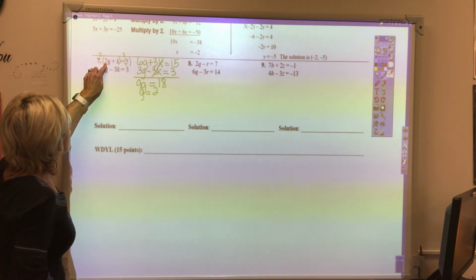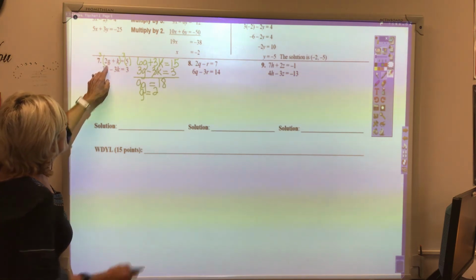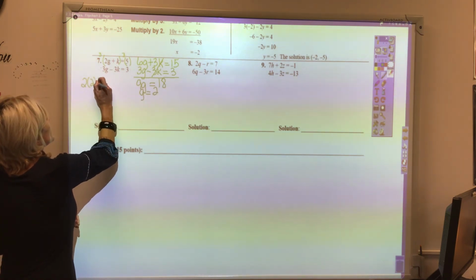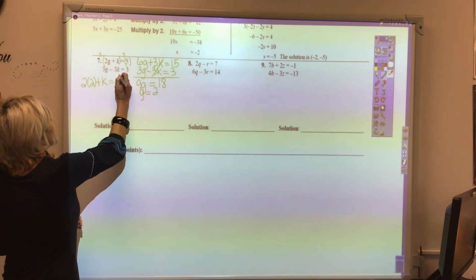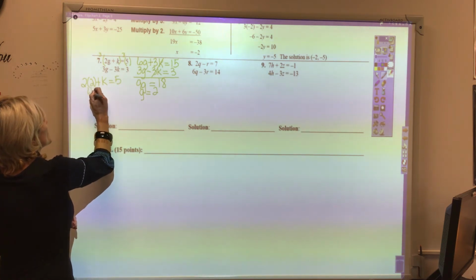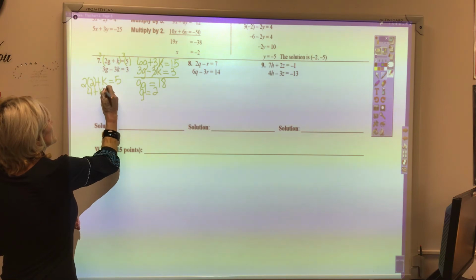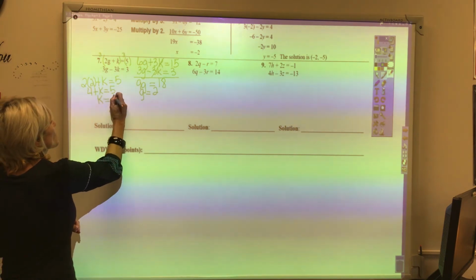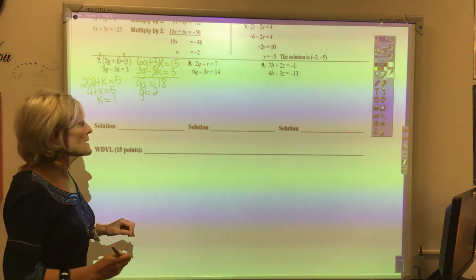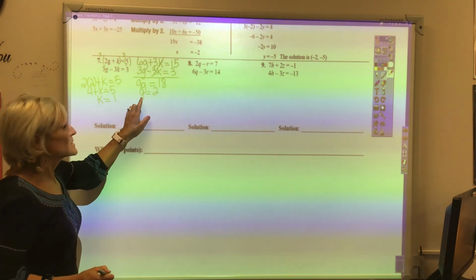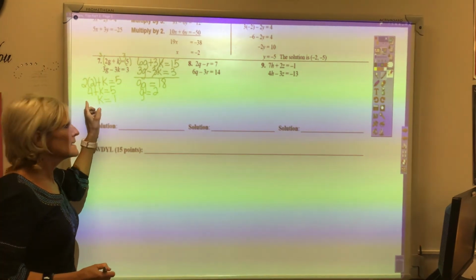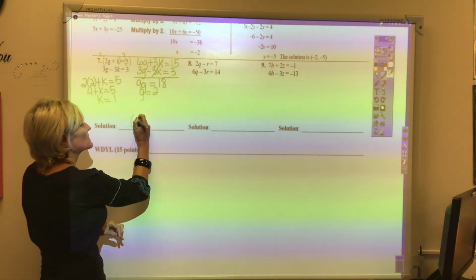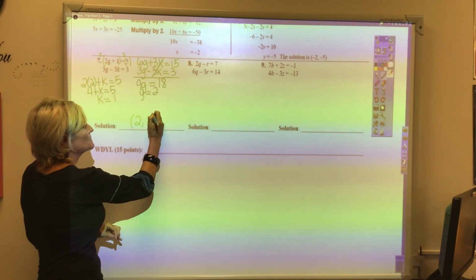So I'm going to take the first equation and I'm going to replace the g with 2. So I'll have 2 times 2 plus k equals 5. 4 plus k equals 5. Subtract 4 from both sides, k is 1. To write the ordered pair, write it alphabetically. So in other words, g comes before k, so let's write 2, comma 1. So parenthesis 2, comma 1.